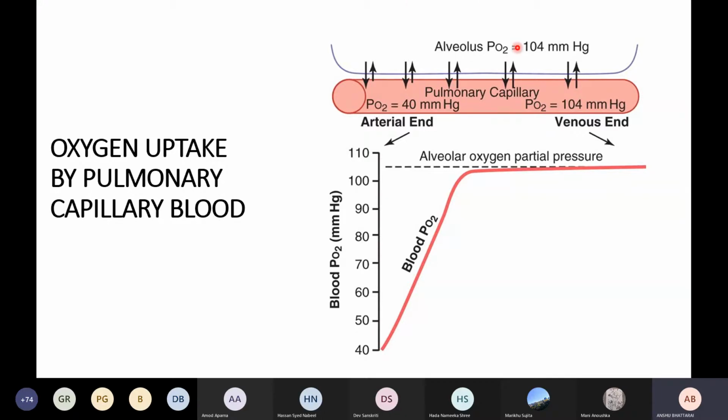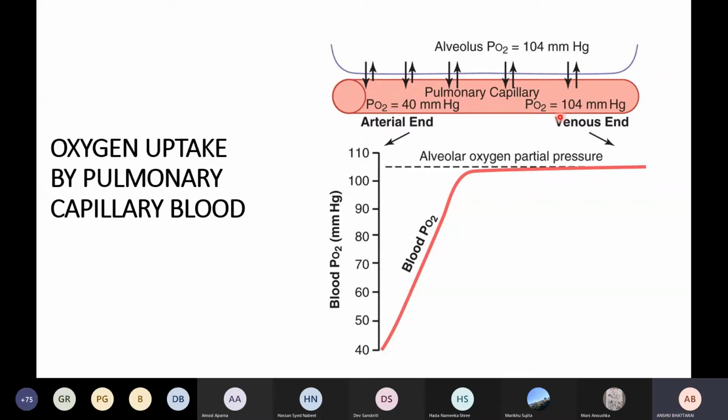Okay, so the difference here: you can see the partial pressure of oxygen in the alveolus amounted to about 104 millimeter of mercury, whereas in the pulmonary capillary arterial end, the pressure is only about 40 millimeter of mercury. And all of you must be knowing that gas travels from the higher partial pressure to lower partial pressure, right? So the pressure difference over here is 64 millimeter of mercury. So it passes along its pressure gradient, right? And reaches the venous end.